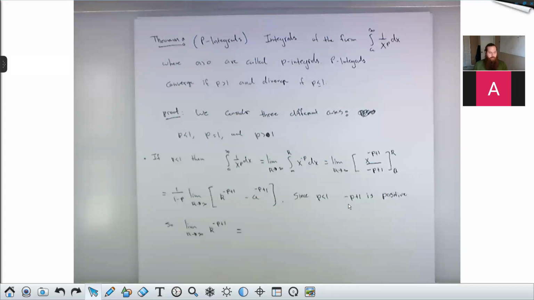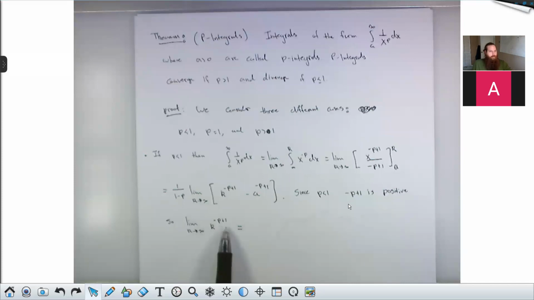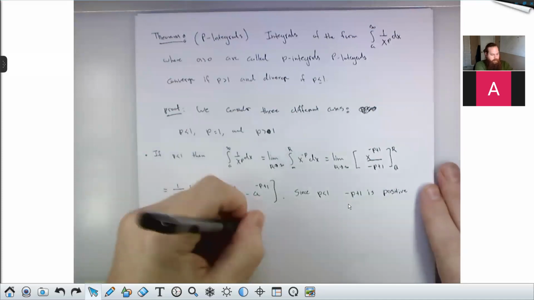If you're having trouble with answering that, think about a specific example. If p is 0, then r to the negative p plus 1 is just r to the 1. If p is 1/2, then r to the negative p plus 1 is the square root of r. Yeah, if p is less than 1, then this limit is infinity.